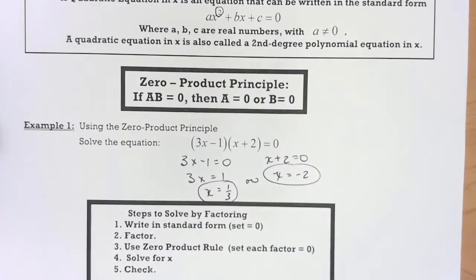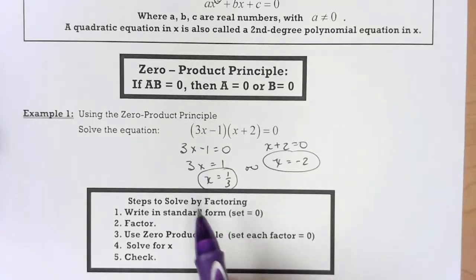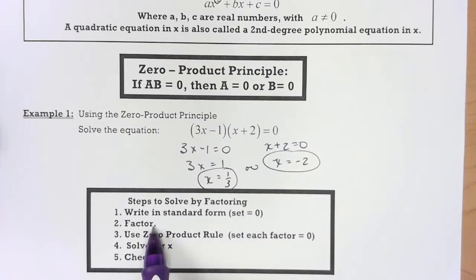So steps to follow. By factoring, write in standard form. That means you've got to have it equal to 0. It needs to be in, remember, descending order. Factor, like we have been doing. And once you factor, split your factors up, set them individually equal to 0, and you solve for x. To check, you substitute it back in. And I'll do some checking here.